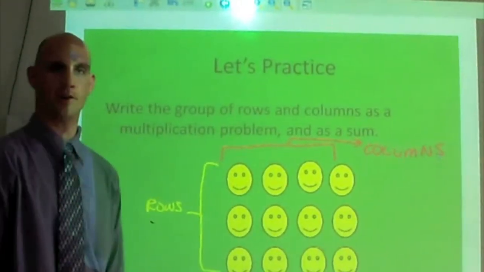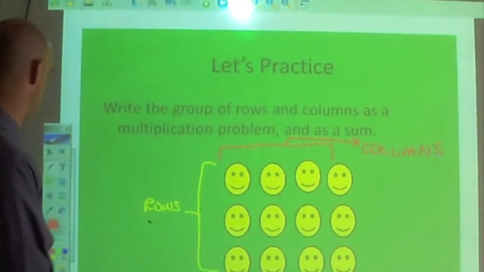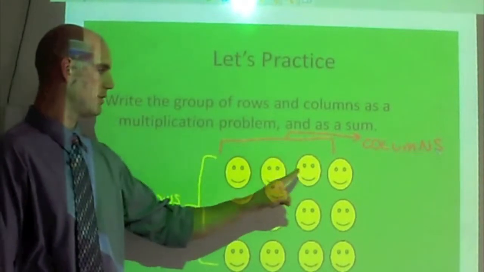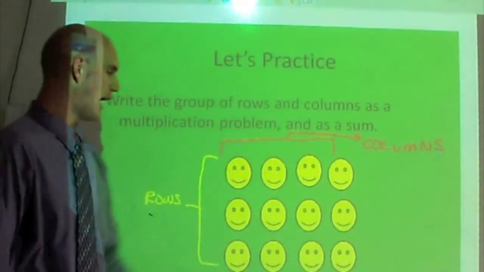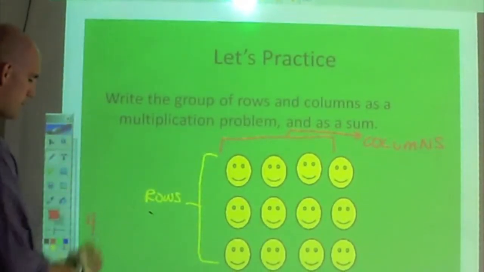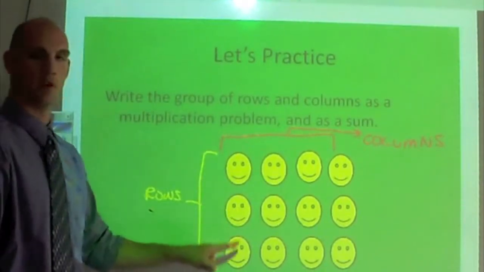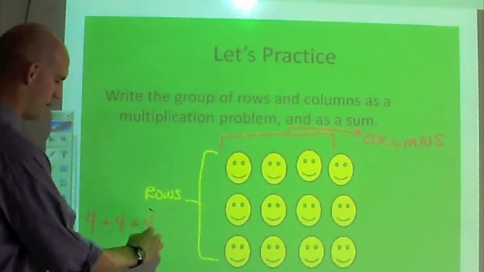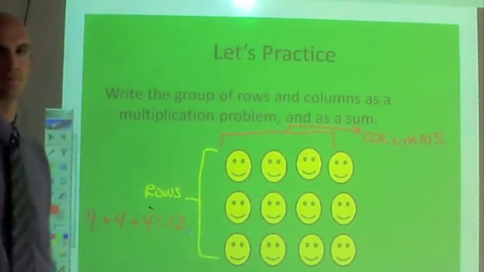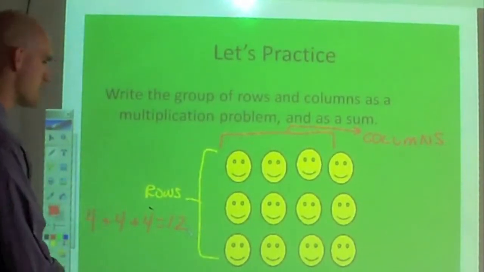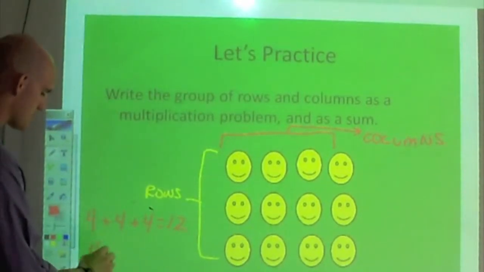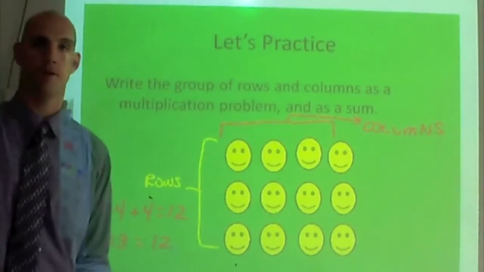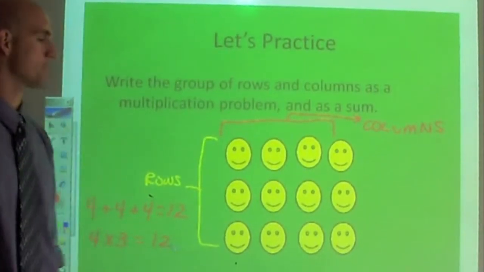Did you figure out how to do it? Let's look at it. If I look at the number of elements in each row, 1, 2, 3, 4, I know that I'll be taking 4 and adding it 1, 2, 3 times. So I have 4 plus 4 plus 4 is equal to 12. If I write it as multiplication, it's going to be 4 elements times 3 rows is equal to 12. That's multiplication as repeated addition.